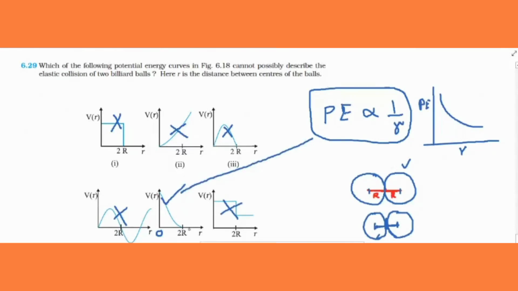Therefore, graph 5 represents elastic collision, because for elastic collision, the potential energy depends on separation distance, which we have discussed in question 8, part D. Therefore, only that graph represents elastic collision. All other graphs cannot represent elastic collision. I think that is enough. Okay, so thank you.